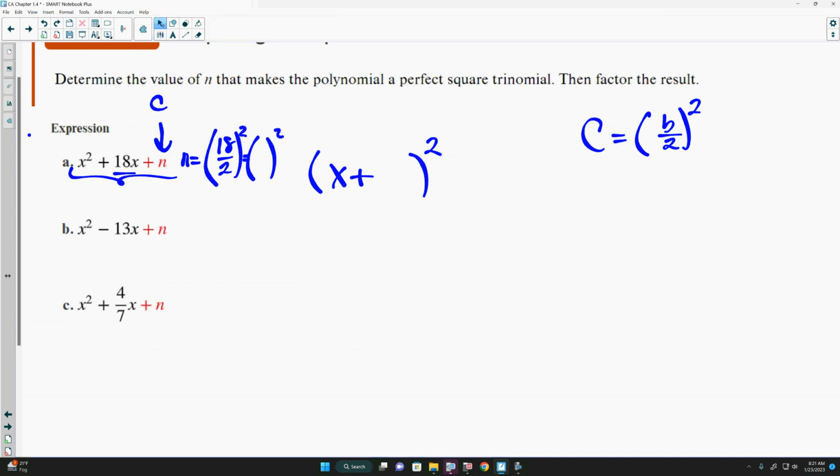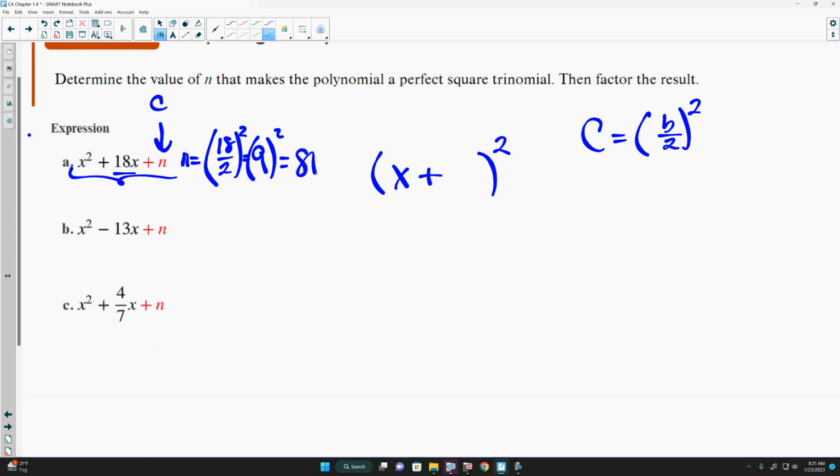Now for most, it's very tempting, and it's not wrong, to just plug this into the calculator and figure out what it is. But I find it very helpful to see what 18 over 2 is. It's 9. And 9 squared is 81. Okay? So what that's telling us is that the perfect square trinomial is x squared plus 18x plus 81.